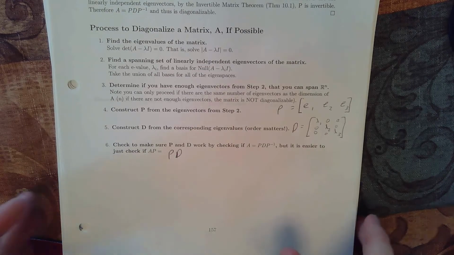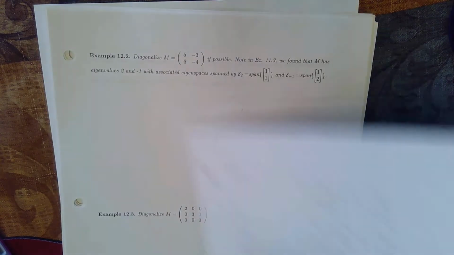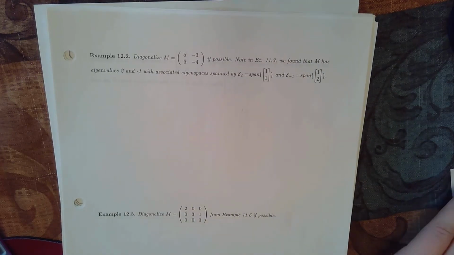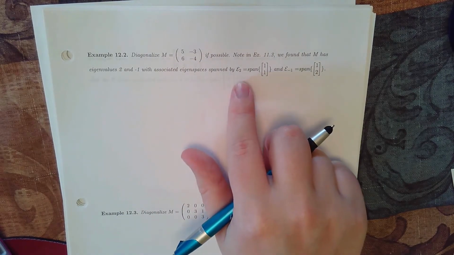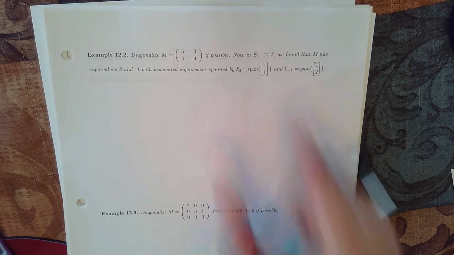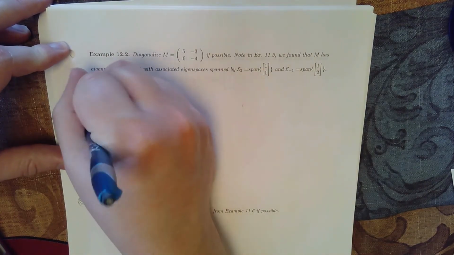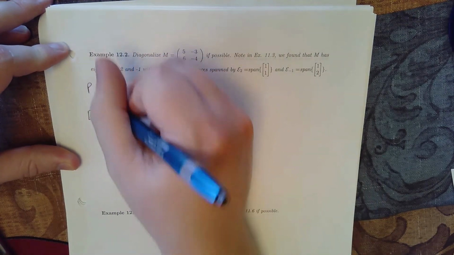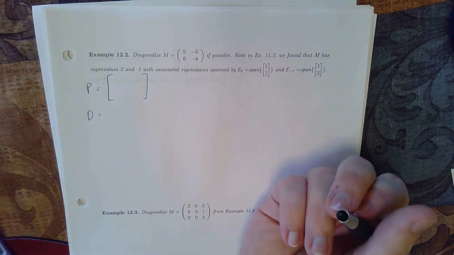All right, so let's go ahead and try to diagonalize a matrix using some information from problems we've seen before. So let's say we wanted to diagonalize this matrix 5, negative 3, 6, negative 4. In an earlier example, we found that M has eigenvalues of 2 and negative 1, and their eigenspaces are a span of 1, 1 and 1, 2, that are associated with our eigenvalues.